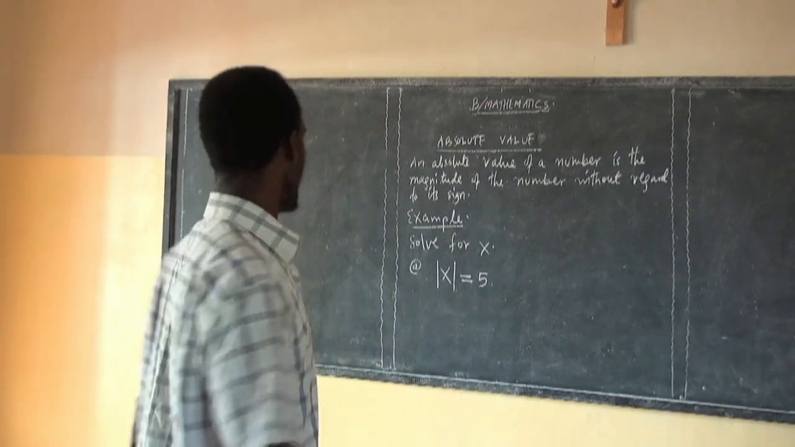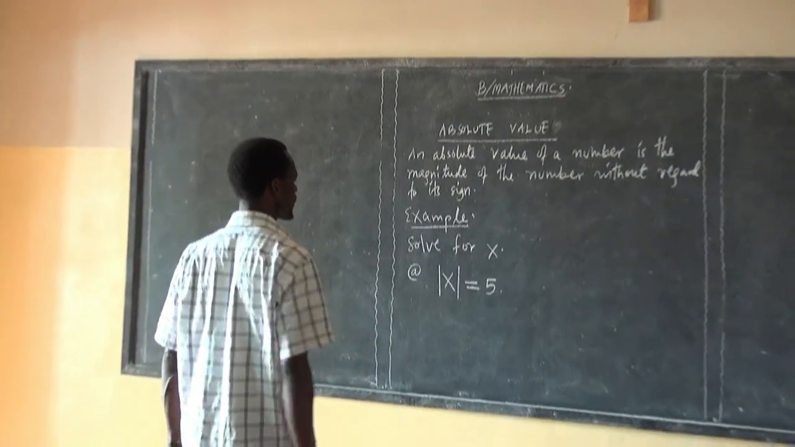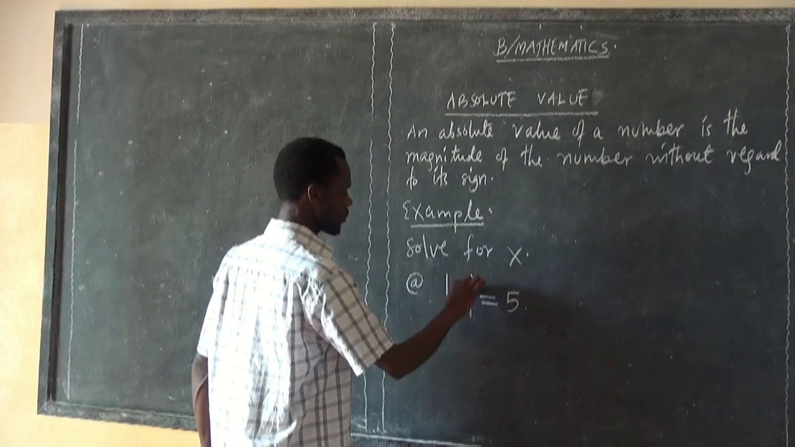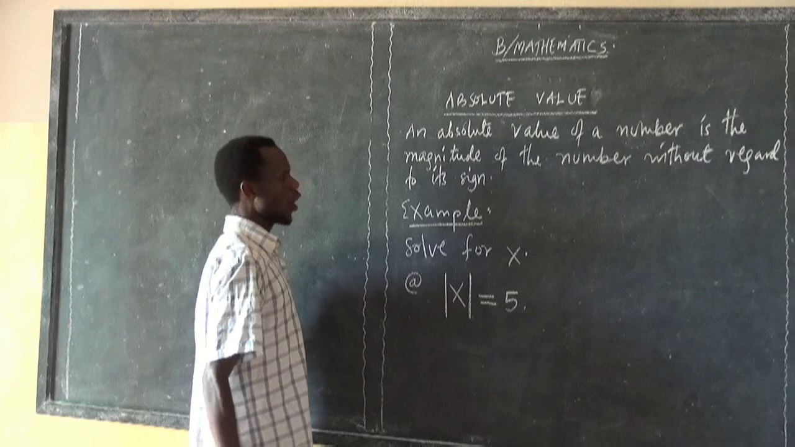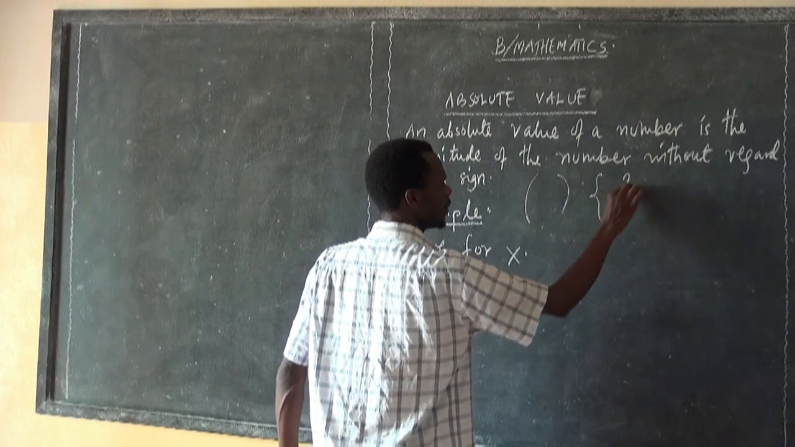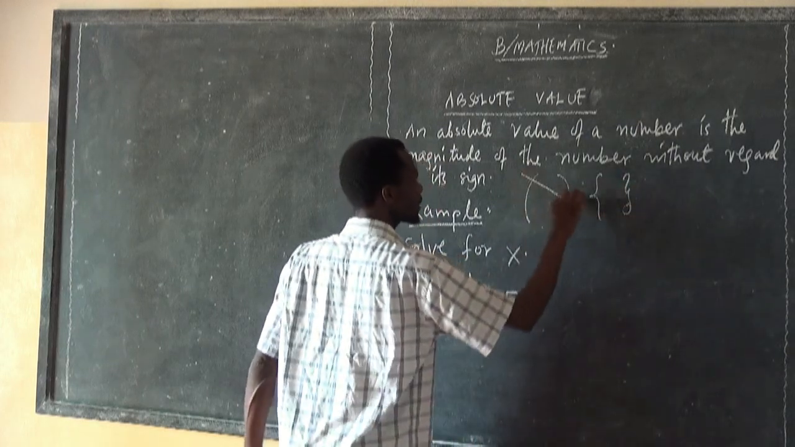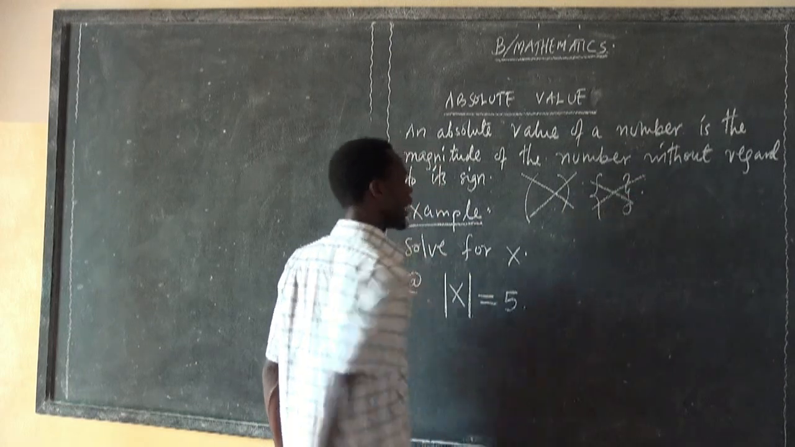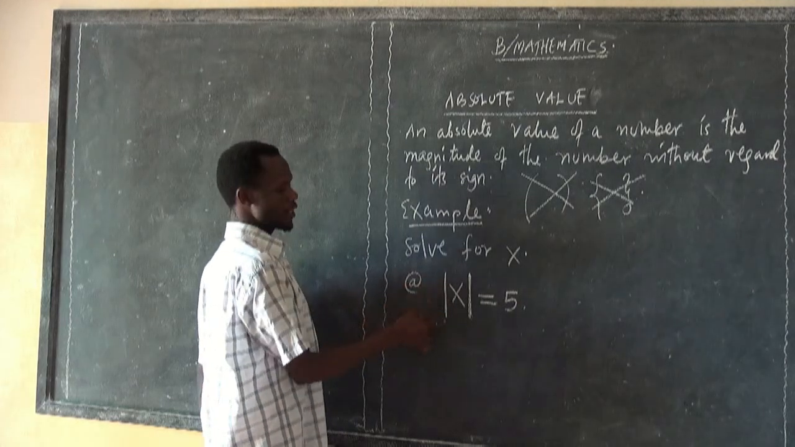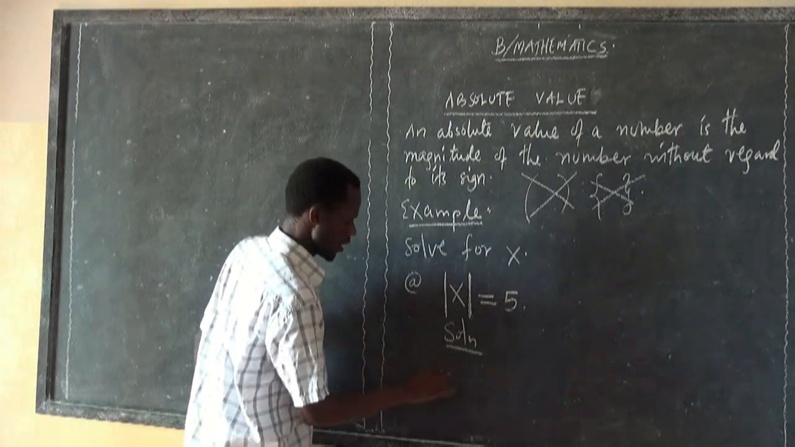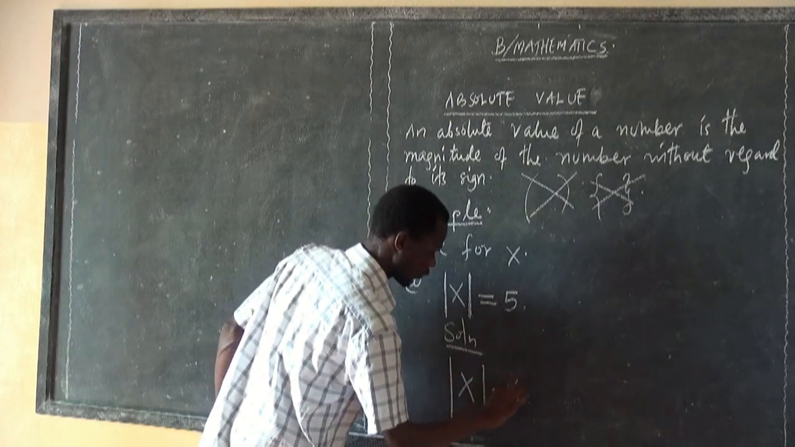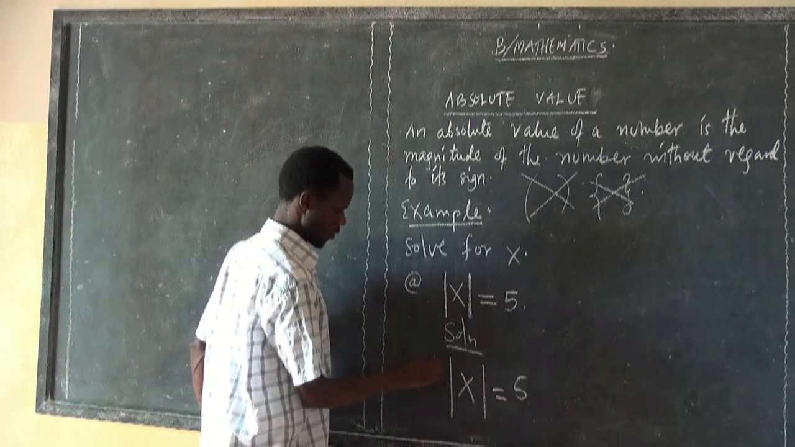Now, it is represented by this sign, this bracket. These are absolute value bars. Don't use the normal bracket and don't use the curly bracket. Don't dare to use that one. This is not absolute. So we definitely use this one. Now, to remove this bracket, solution: if x is equal to 5, you put here plus or minus.